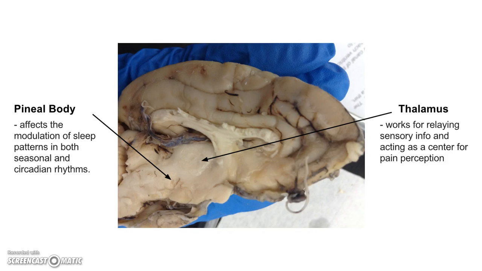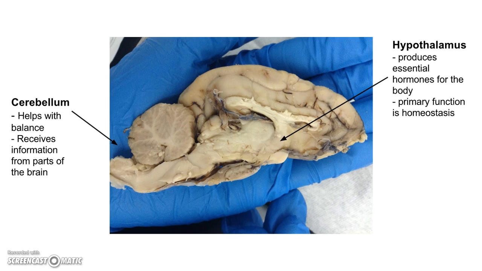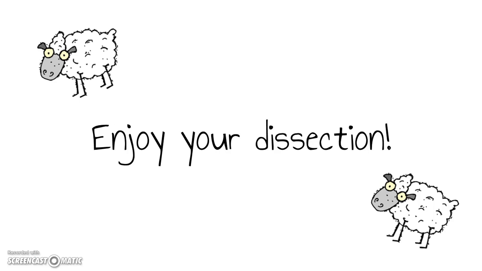The thalamus works for relaying sensory information and acting as a center for pain perception. The interior of the cerebellum helps with balance and receives information from parts of the brain. The hypothalamus produces essential hormones for the body, and its primary function is homeostasis.